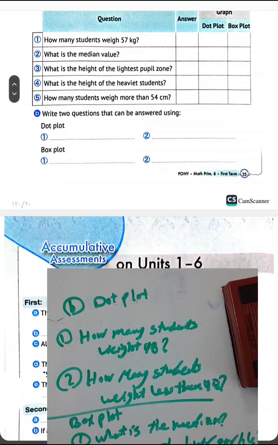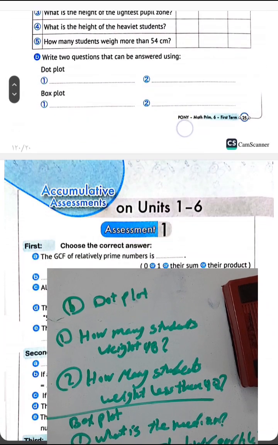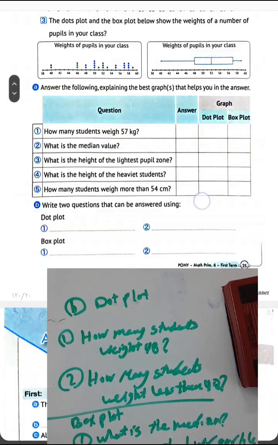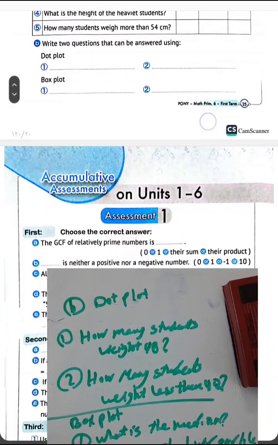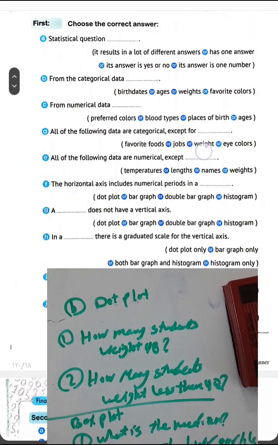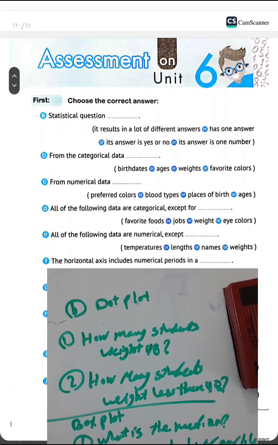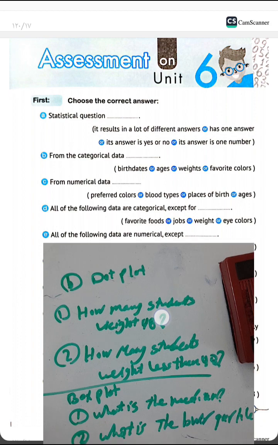Okay, tools cumulative assessment, unit 6, number 1. Okay, you must study all questions. Understood?